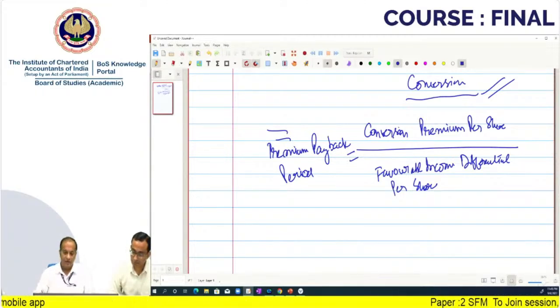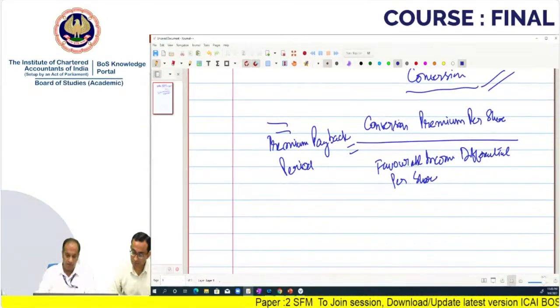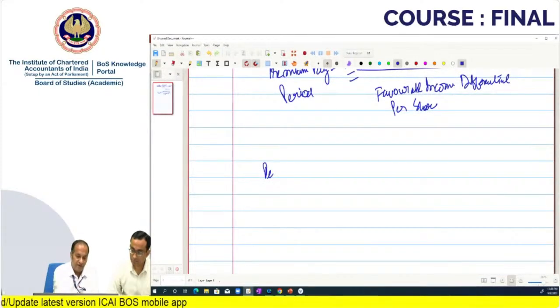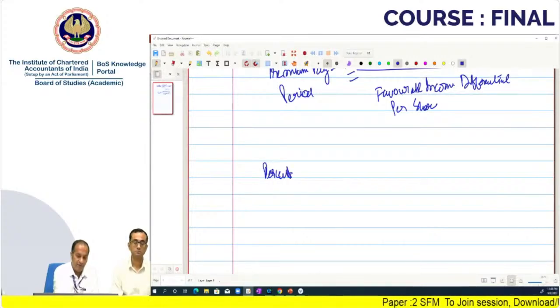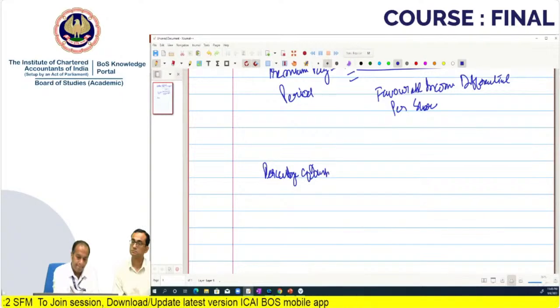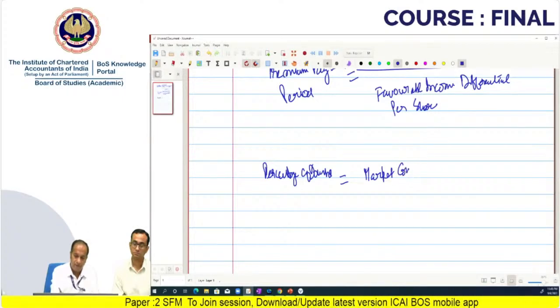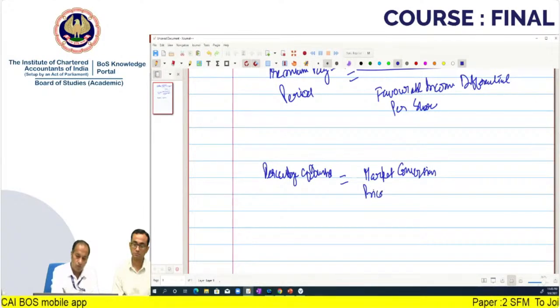Okay, student. Now lastly, I am discussing one more term: percentage of the downside risk. It is a very important term. As the name indicates, you will understand it. Market conversion price of the bond minus straight value of bond.